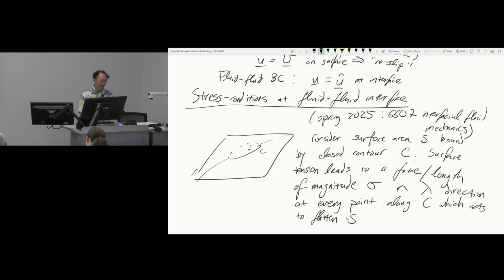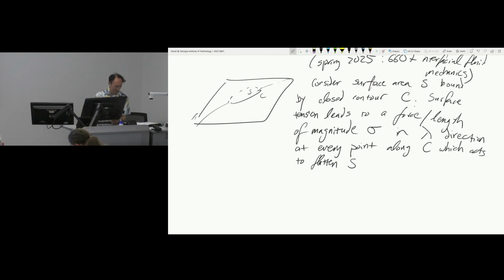And the action is that water surfaces want to go back to their original configuration of being flat. So let's zoom in on that little part. We kind of have this, and let's say it's basically coming out of the page. Okay. C is basically this contour that goes around it, and S is the surface area.